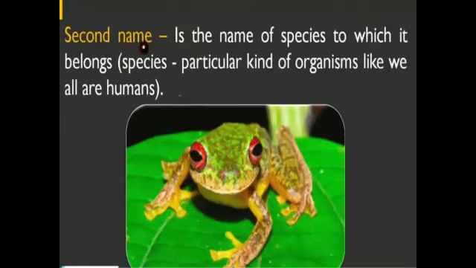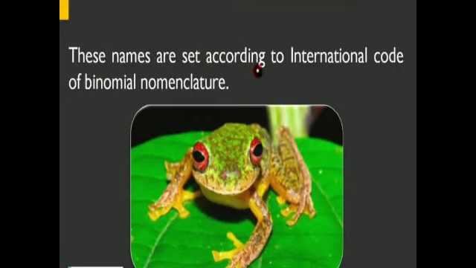The second name is the name of the species to which the organism belongs. Species is the particular kind of organism, like we are all humans. That is the recognition; that is the species. It is the second name. These names are set according to the International Code of Binomial Nomenclature.